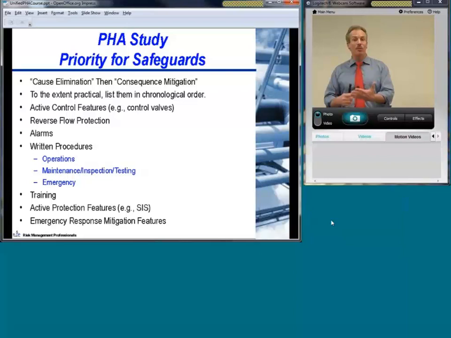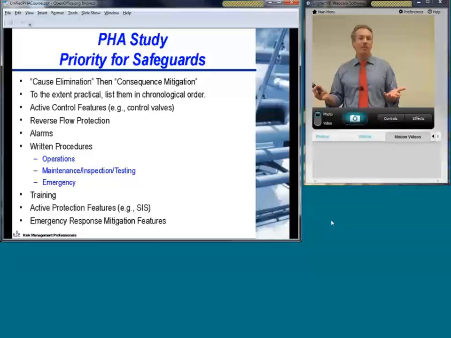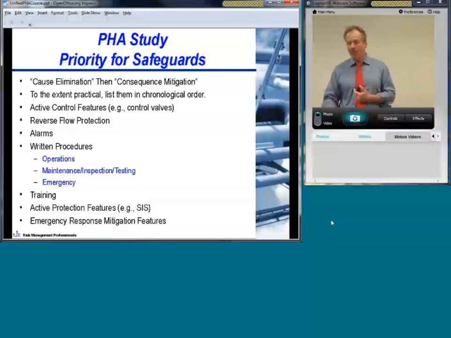Written procedures, when they're considered, it's best to actually list them out and specify what procedure you're talking about, whether you're talking about operations, maintenance, or even emergency procedures. Training, if you're mentioning training, what kind of training has occurred, and ask the team, is the training adequate? Also, active protection features, safety instrumented systems, and other things that are ultimate backups, PSVs, all those are fine safety features. Also, emergency response mitigation features like deluge systems, et cetera, those can also be listed.